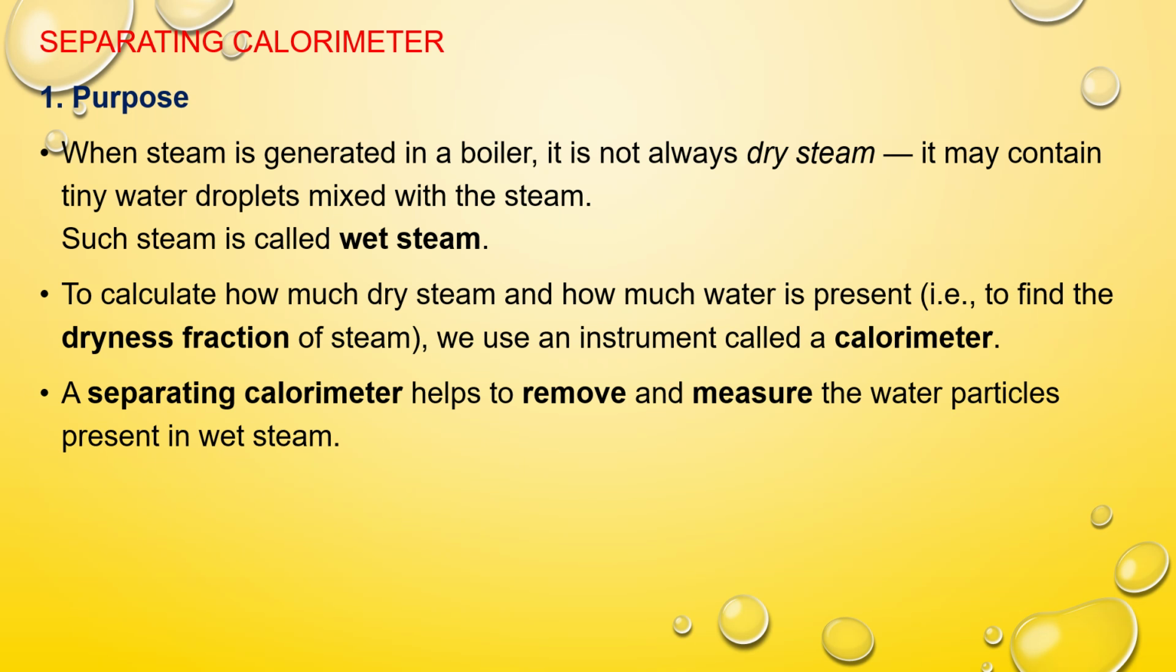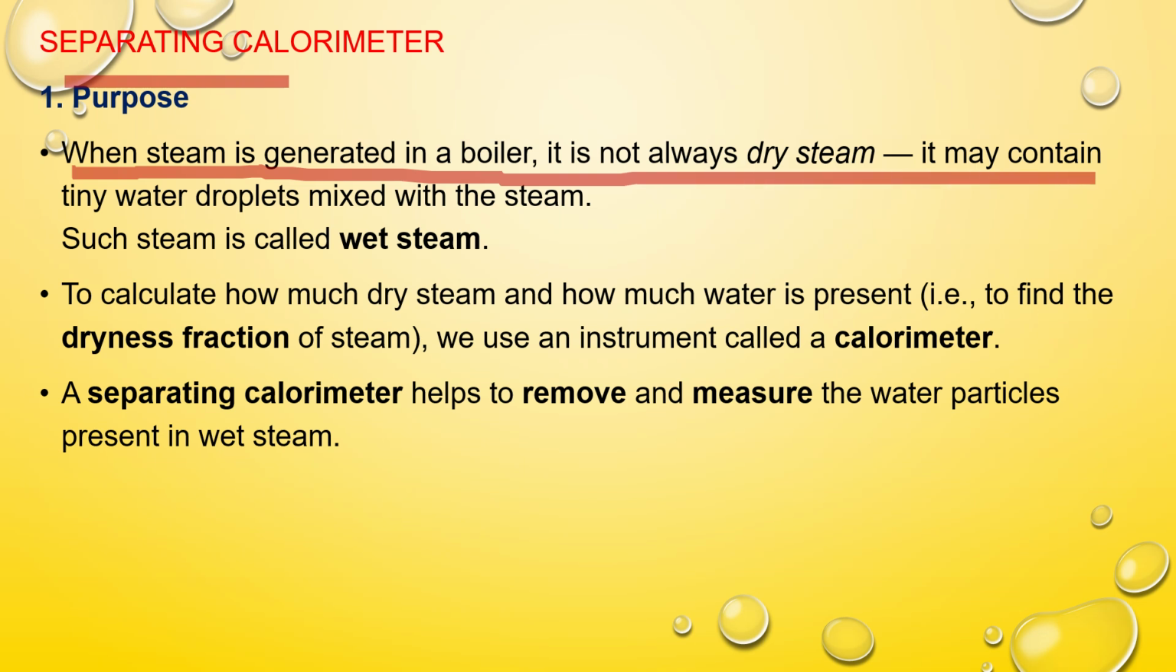So we start with the separating calorimeter. The purpose of the calorimeter: when steam is generated in the boiler, as you know, it is not always dry saturated steam and it may contain some amount of water particles suspended in the steam, or you can say that steam is known as wet steam. So the steam coming out of the boiler is not always dry saturated steam, it may be wet steam.